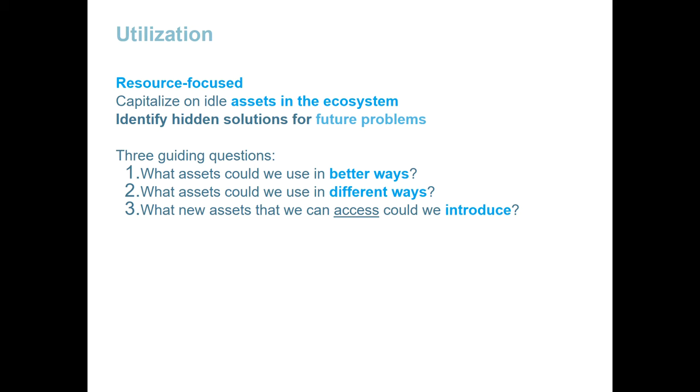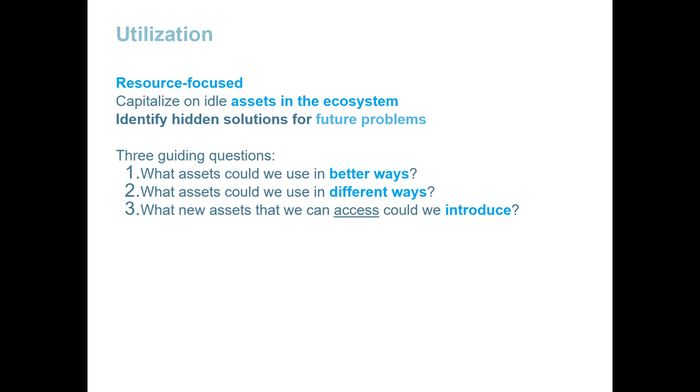So for this approach to work, we need to figure out what our assets are that we have in the ecosystem, which means that we either own or are able to access. And then we ask, how utilized? How much of this capacity do I actually use at the moment? Or do they have capacities that I'm not using fully at the moment that I could utilize to create a new solution for a problem I didn't even know I have? So I could think about assets that are owned or accessed that I could use in better ways, in different ways, or I could try to find new assets, hidden assets that we could access that we didn't even know we have in our ecosystem.